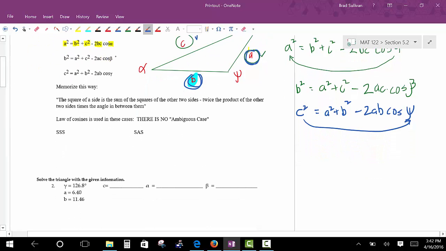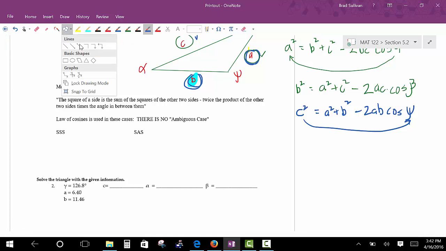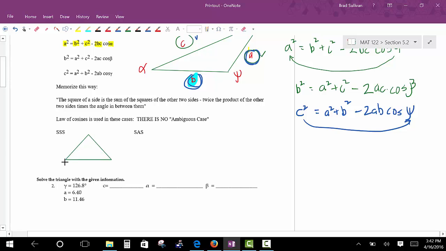The law of cosines works with two different formats. I'm going to draw a triangle here and show you. Here's one example: you're given all three sides of a triangle, say 10, 11, and 12. You can use the law of cosines when you're given all sides, because the law of cosines formulas always have all three sides in them, and then you would have a leftover angle that you could solve.